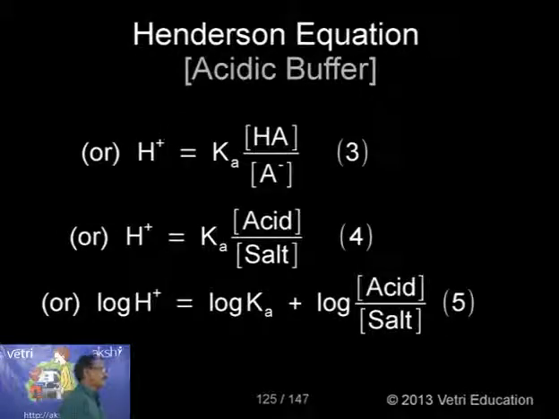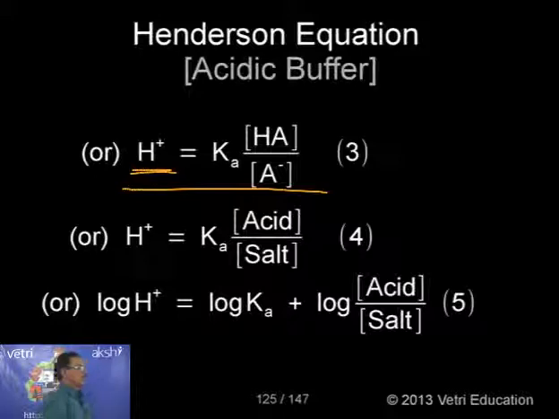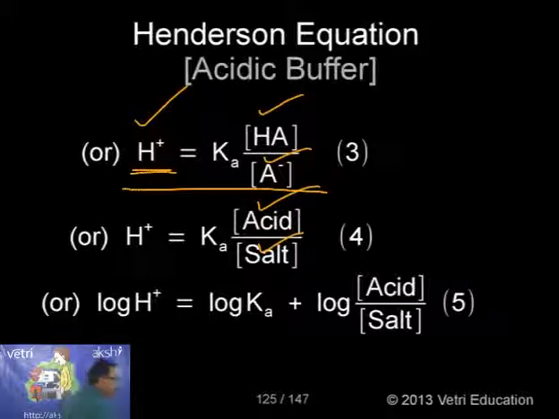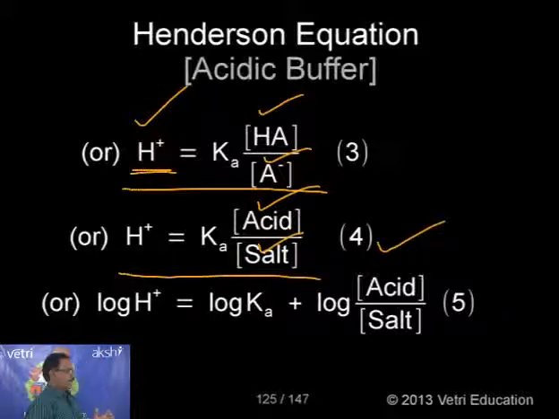The next step is rearranging that equation. H plus is equal to Ka into HA by A minus. So from equation 2, I am getting this H plus value, that is equal to Ka into HA by A minus. What is HA? Nothing but acid. What is A minus? Nothing but salt. So by substituting this value, I am getting equation 4, that is H plus is equal to Ka into acid by salt.